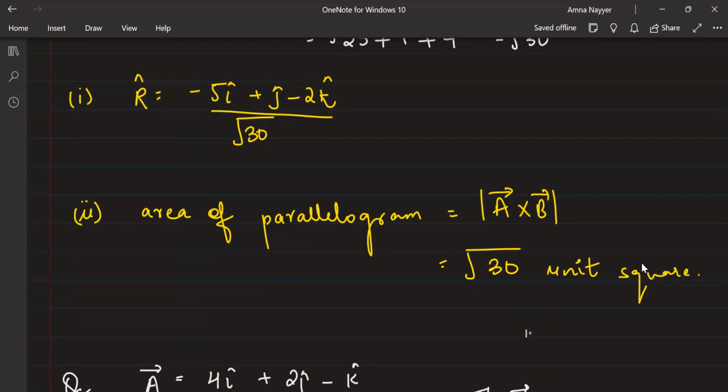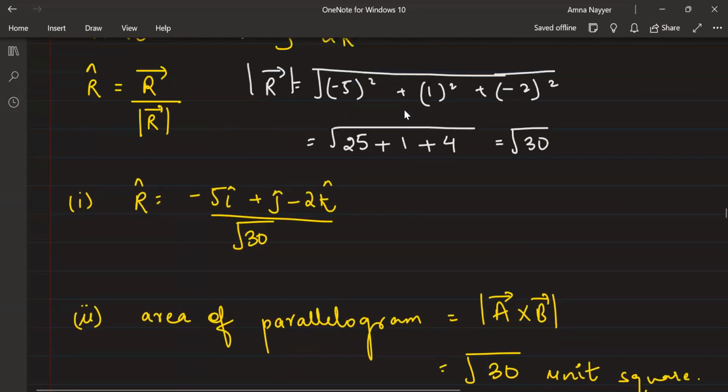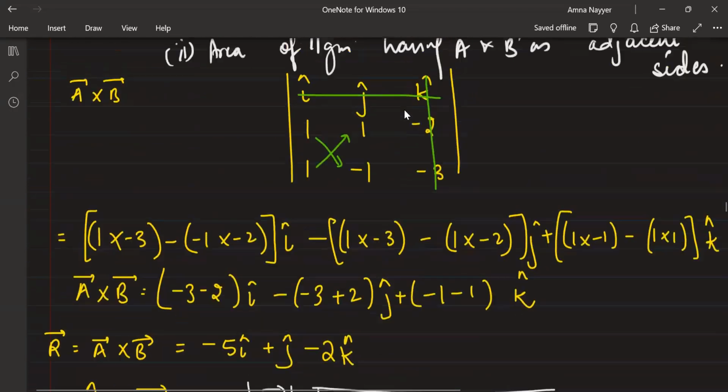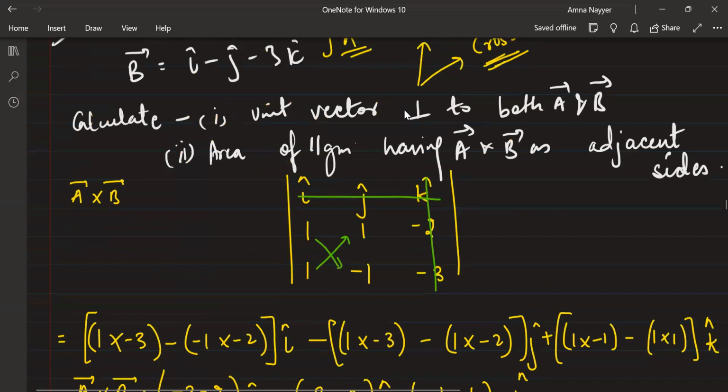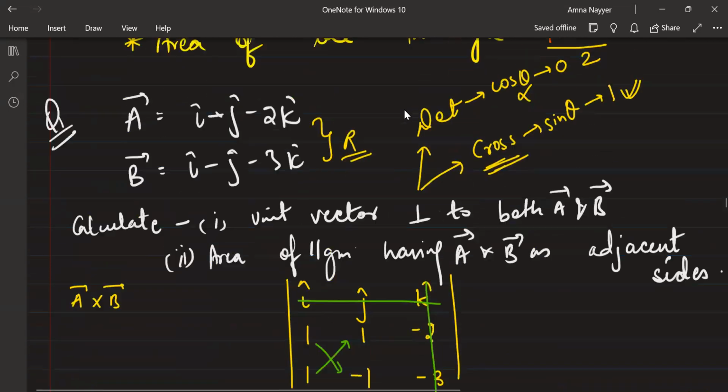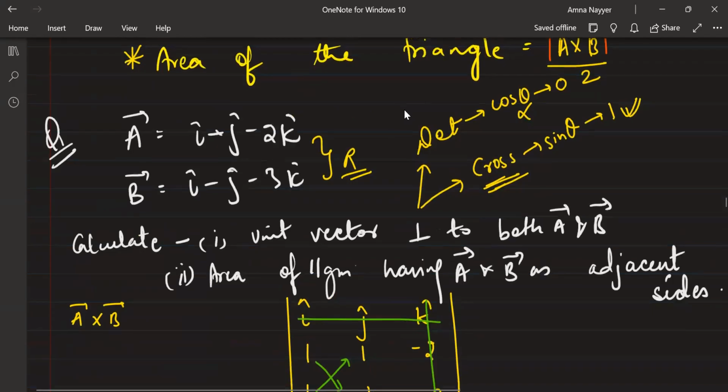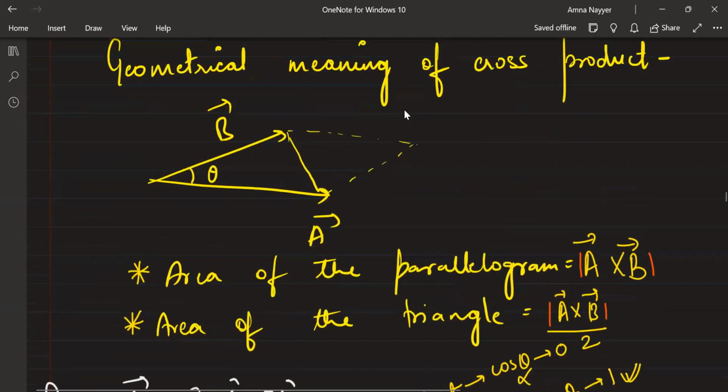I hope I'm clear till here. Any queries, Neha and Simra? Anything you want to ask? Clear properly? Yes, ma'am. Clear.